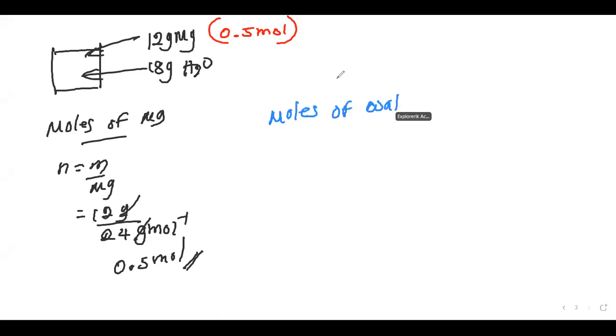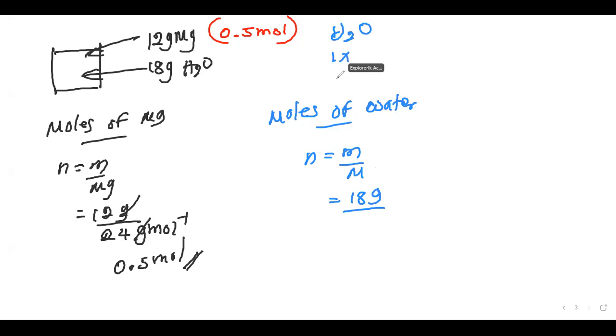Yeah, we need to see how much water there is when 18 grams of water is added. n equals m over M. Given mass of water is 18 grams. So water is H2O: the relative atomic mass of hydrogen is 1, and there are two such atoms. The relative atomic mass of oxygen is 16. So all together 18 g mol^-1 will be the molar mass of water.